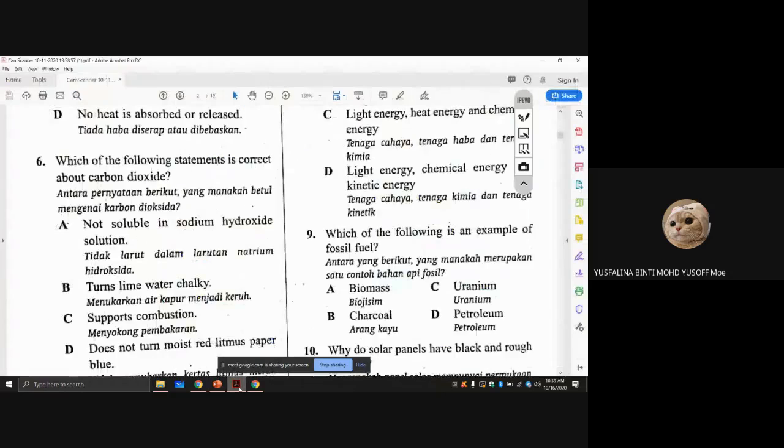So the answer should be, not soluble in sodium hydroxide, no. Turns lime water chalky. So the answer should be B.